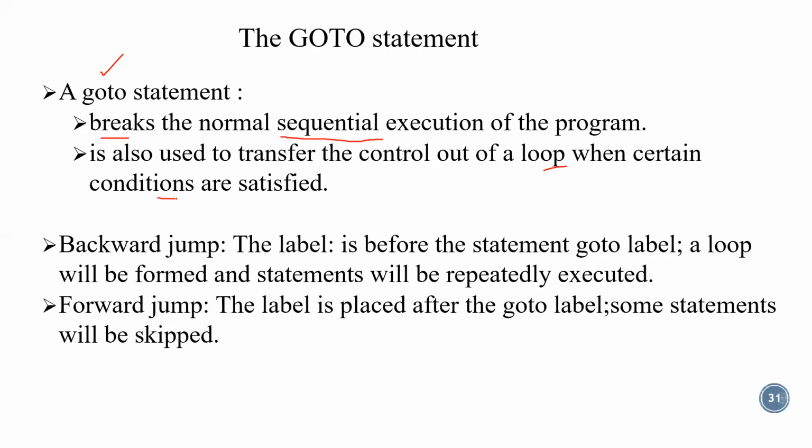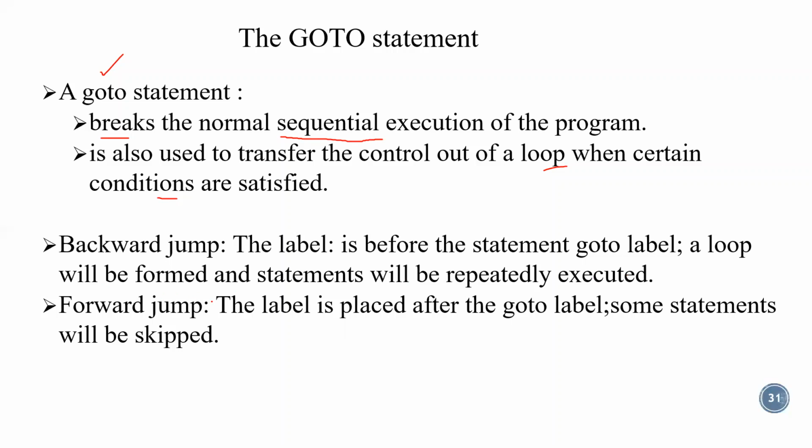So based on the condition mentioned in the if condition, you can perform a jump. But as such, goto does not have any condition to be checked. Is it clear? You can use other decision making statements, and after that you can check with the goto. But goto itself is a statement which does not make use of any condition. It makes an unconditional jump. So it can perform either a backward jump or a forward jump. In a backward jump, the label is before the goto label statement, and a loop will be formed.